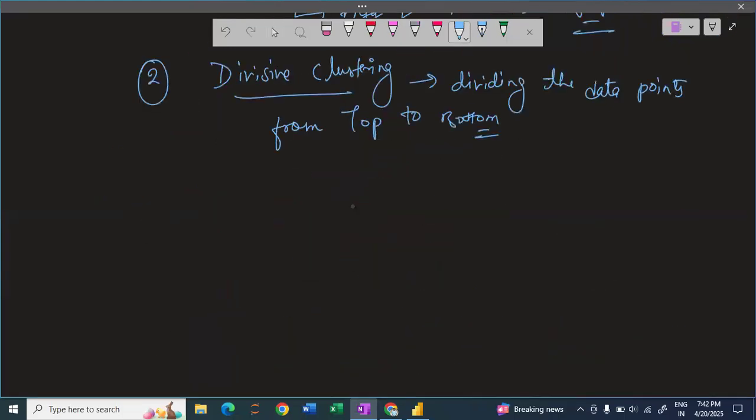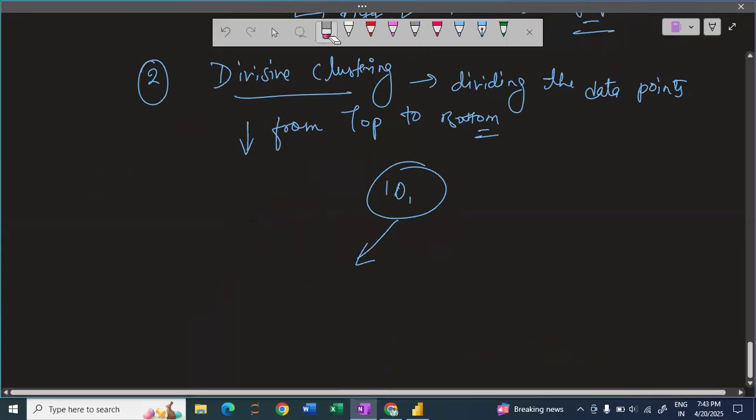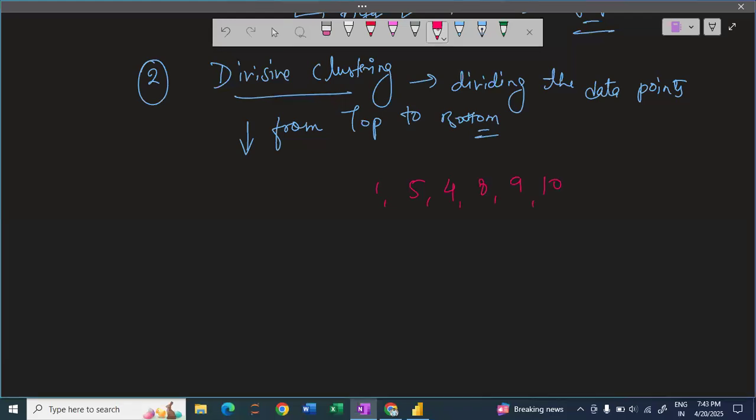But if I talk about divisive, it will look like this. For example, we have 10, comma 9. So this is your final cluster. Then it will be divided into some parts like here. Like we have data points 1, 5, 4, 8, 9, 10. So this is your final, or we can say parent cluster. So it will be divided into two parts.